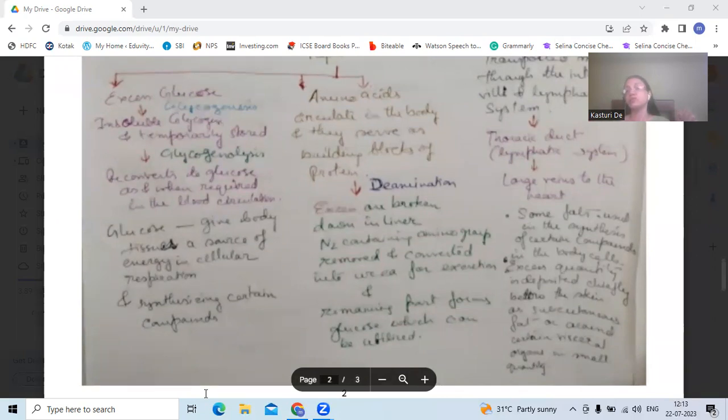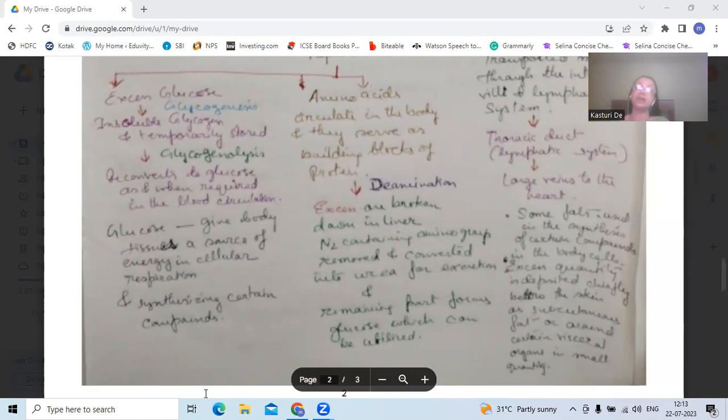So this is taken by the hepatic portal vein to the blood circulation. It reaches the cells and gives energy to the cells in cellular respiration, and it also synthesizes certain compounds. So bodily material is built from it. This is glucose. Now to amino acids.